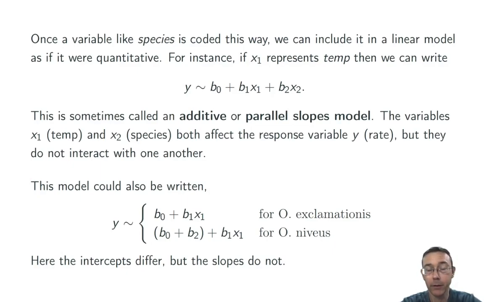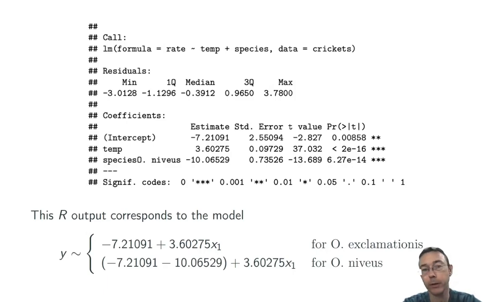So b0 being the intercept, b1 being the slope. When we have an O. niveus cricket, that slope is exactly the same. It's still b1, but now the intercept has shifted by the amount b2. So if we look at the output that R gave us from summary(model), it's giving us exactly those three numbers, b0, b1, and b2. And in fact, it's giving them to us in order under this Estimate column of the coefficients part of our output.